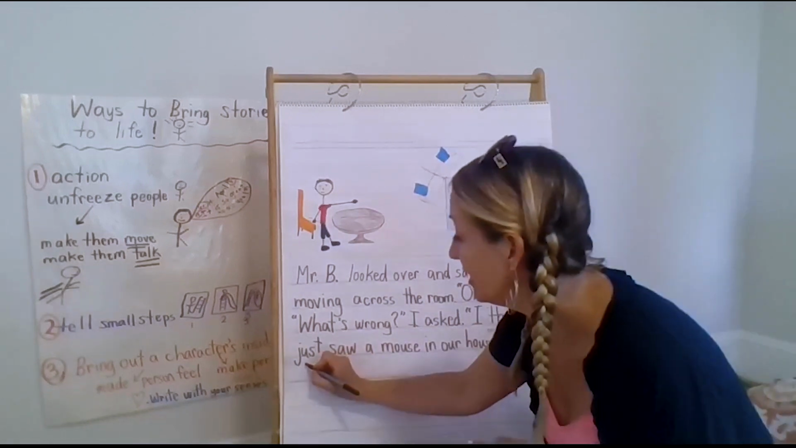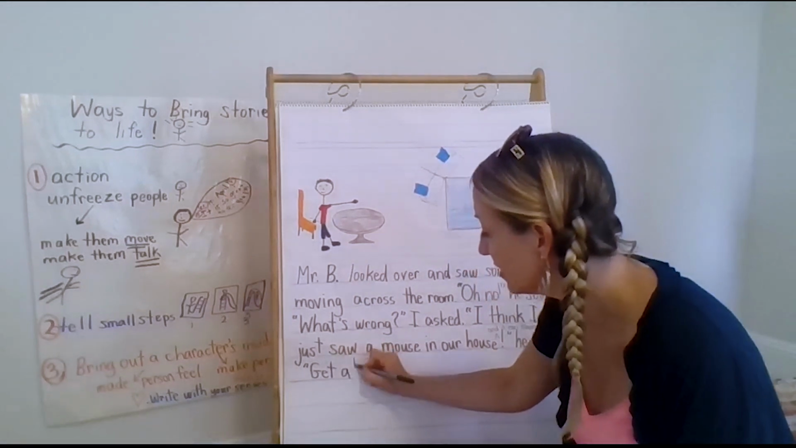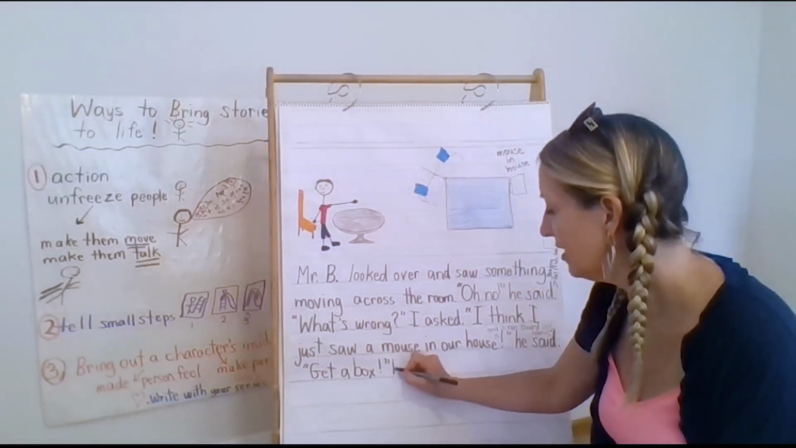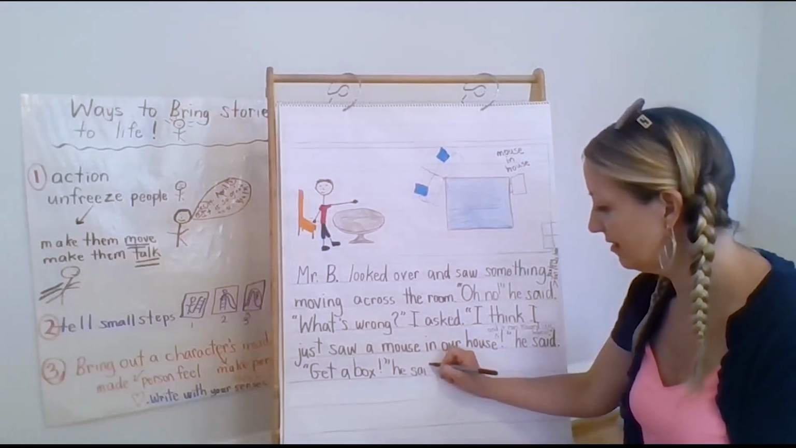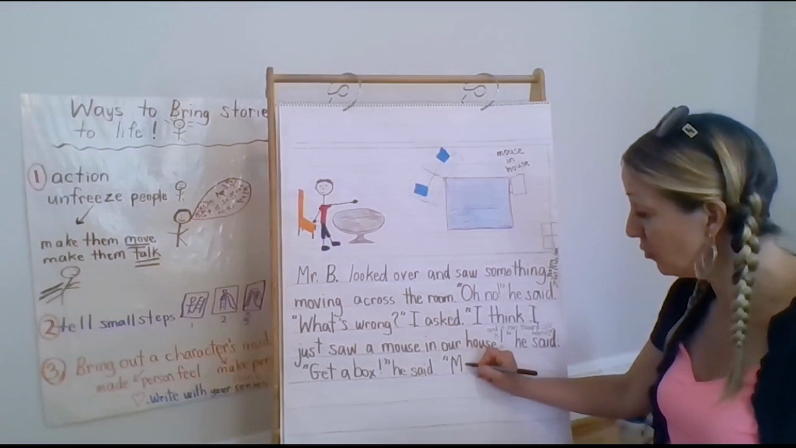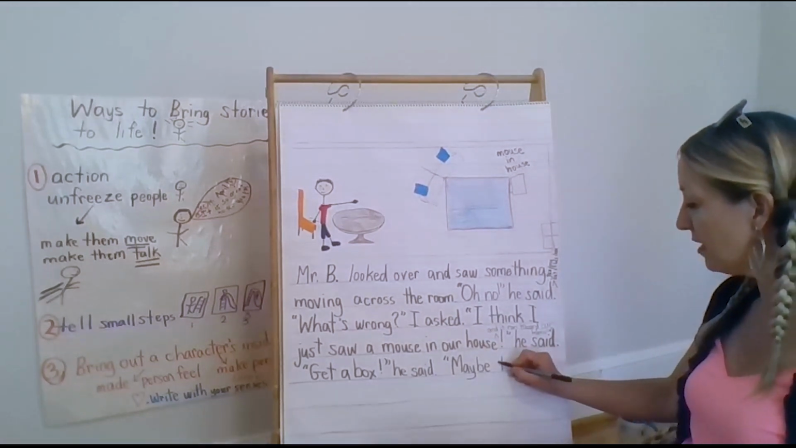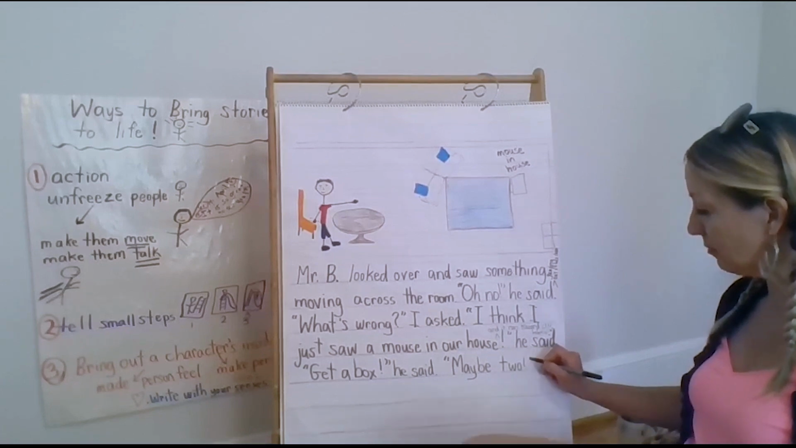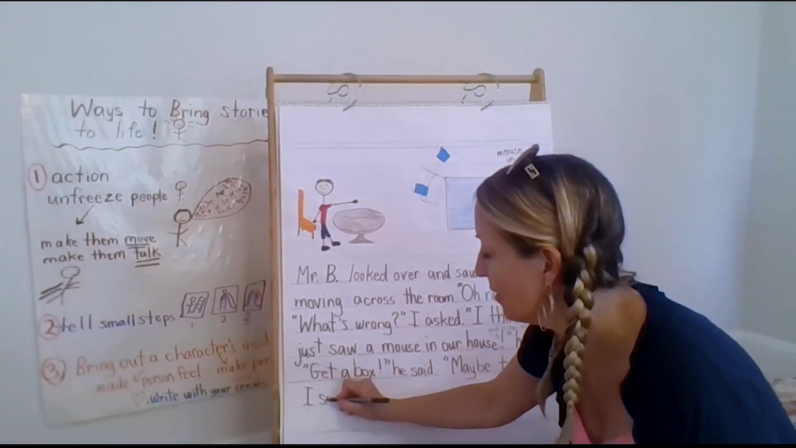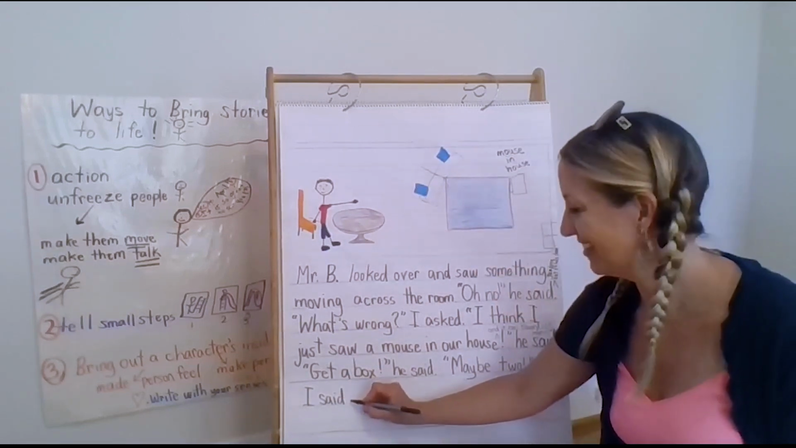So we have his talking. Mr. B says, "Get a box," he said. And I talk, "Maybe two," I said. And I know we're talking about boxes. "Maybe two!" I said. How do I stop my voice? You're right, period.